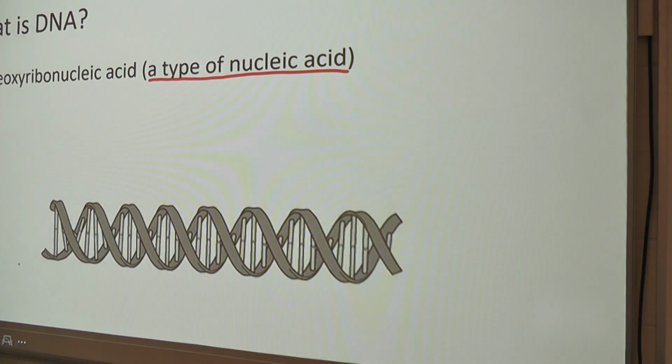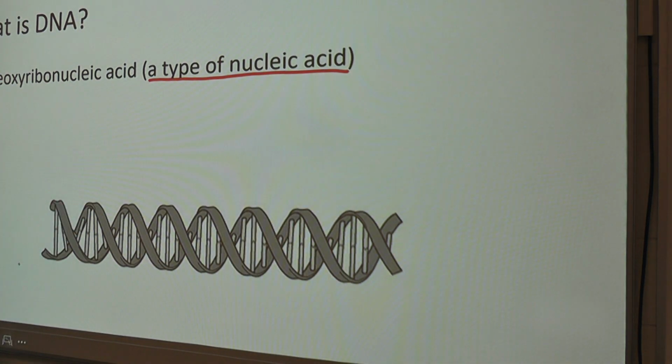You do not need to know this name, deoxyribonucleic acid. You don't even need to write it down. That's the D and the N and the A of DNA.